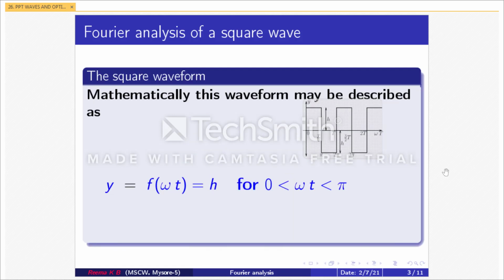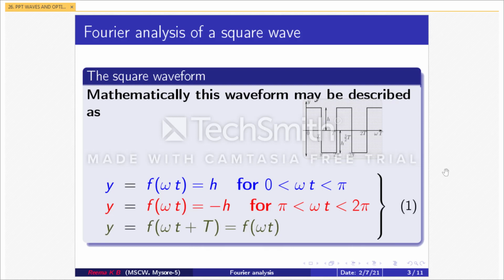Mathematically, this waveform may be described as y is equal to f of omega t, which is equal to H for omega t less than pi and greater than 0. y is equal to f of omega t, which is equal to minus H for omega t less than 2 pi and greater than pi. y is equal to f of omega t plus T, which is equal to f of omega t. Let's consider these equations as 1.